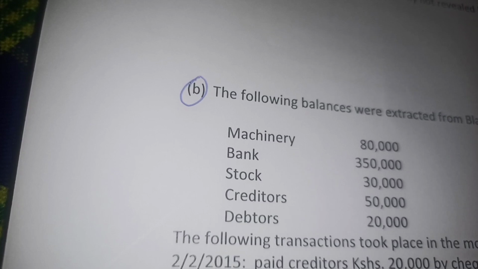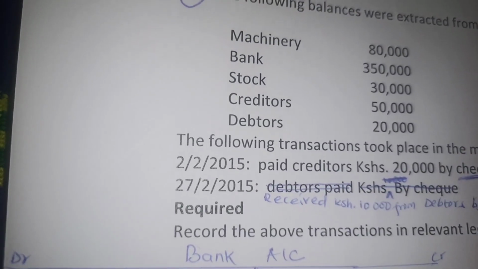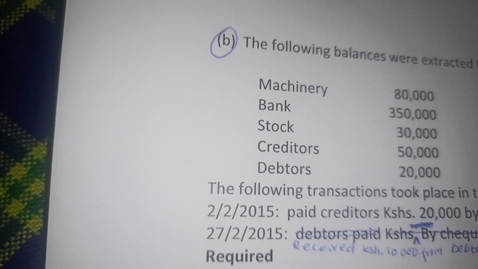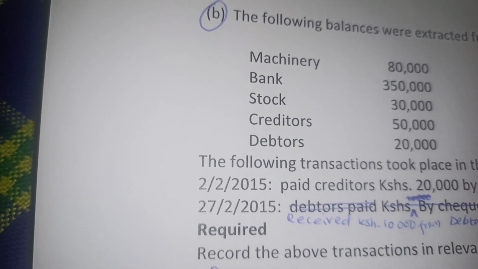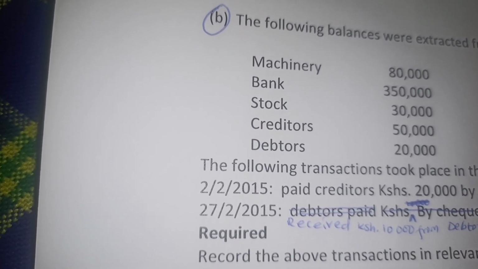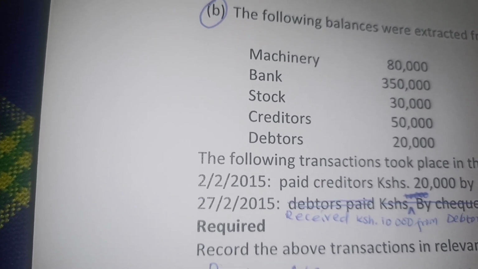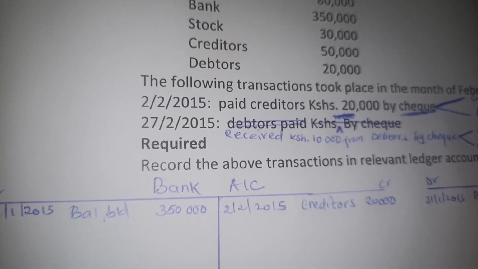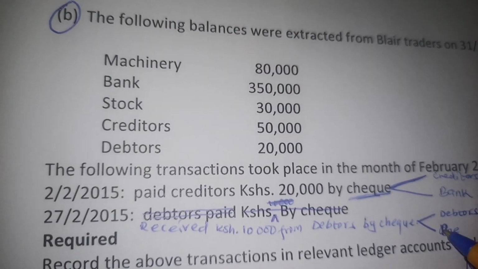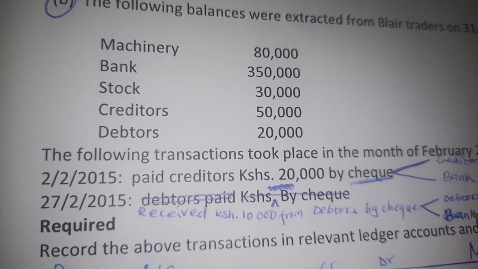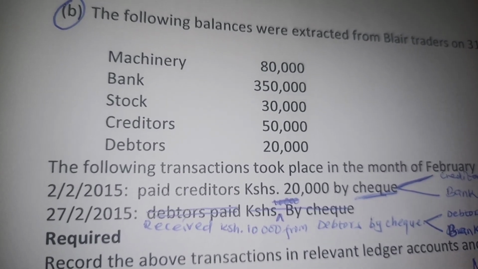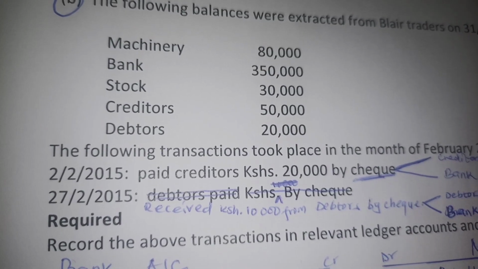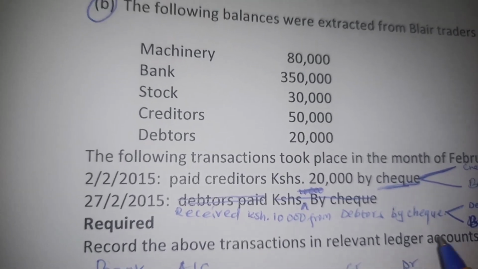And I go to the other transaction. Received 10,000 from debtors by check. By check again. So here, debtors, and also we have the bank. Sorry, not the check, but the bank account. This money will affect the bank account. So what is going to happen to the debtors account?